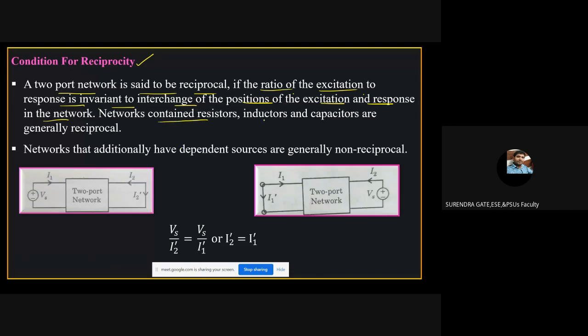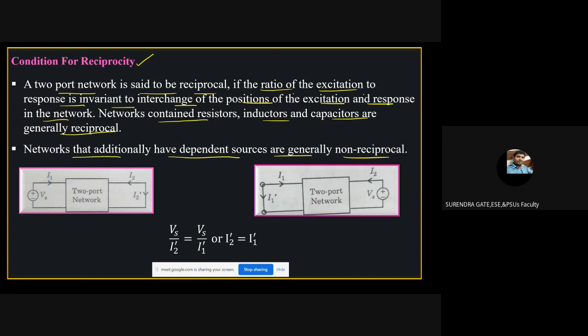Networks containing resistors, inductors, and capacitors are generally reciprocal. That I told already: all the passive networks are reciprocal. The networks containing resistors, inductors, and capacitors are passive elements. That's why that network is reciprocal. Networks that additionally have dependent sources are generally non-reciprocal. If it consists of dependent sources, then it is non-reciprocal. Now, for example, this is a two-port network. How to check whether this network is reciprocal or not?